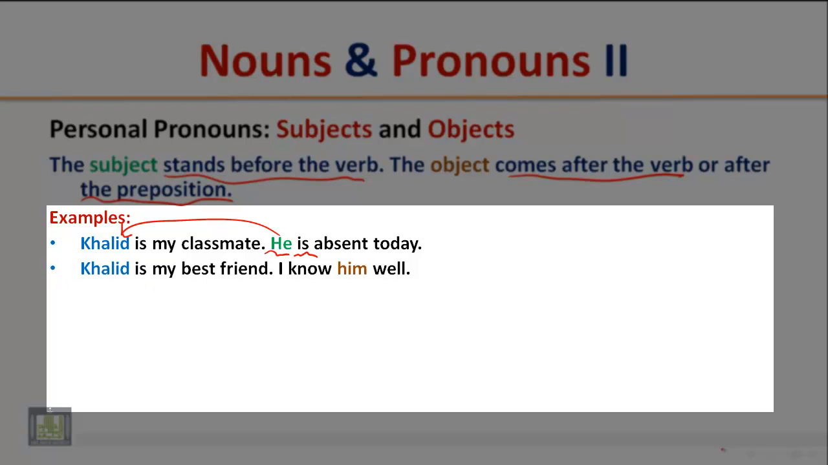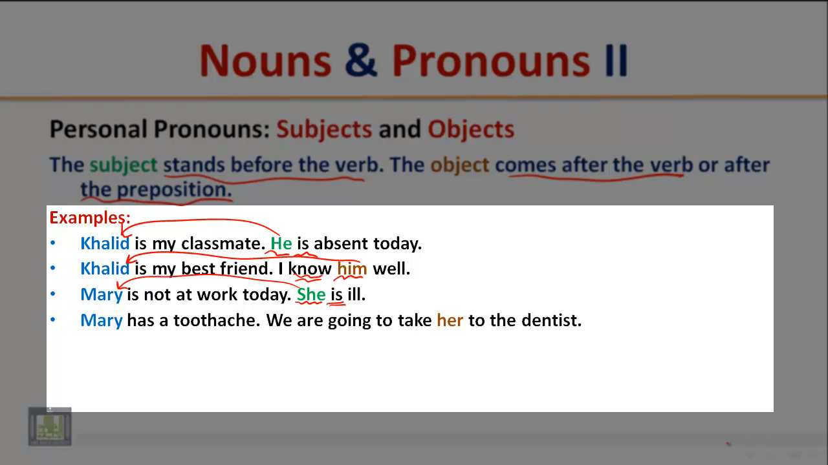Khalid is my best friend. I know him. Him is an object pronoun. It comes after the verb know. Him refers to Khalid. Mary is not at work today. She is ill. She is a subject pronoun. It stands before the verb is. She refers to Mary. Mary has a toothache. We are going to take her to the dentist. Her is an object pronoun. It comes after the verb take. Her refers to Mary.